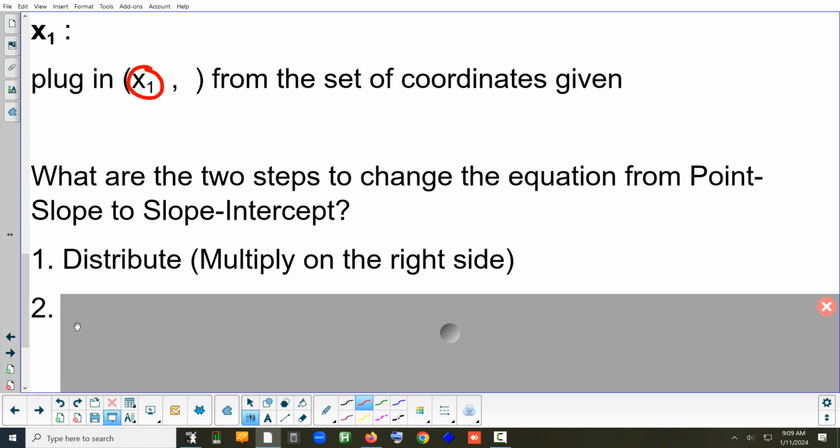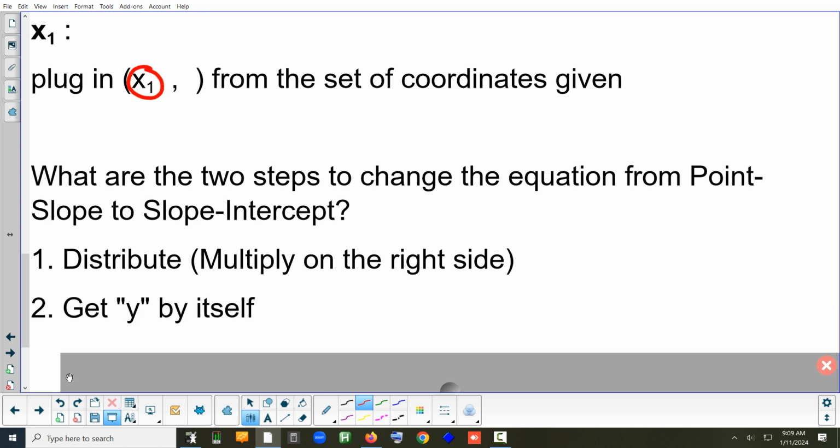And what's the last thing you have to do? Then we've got to get the y by itself, so you either have to add or subtract. It's one of the two. If you want to write those two steps, you could put them anywhere if you don't remember them. Those are the two steps to change point slope to slope intercept: distribute, and then get y by itself. And we practiced that on my homework. We did one.